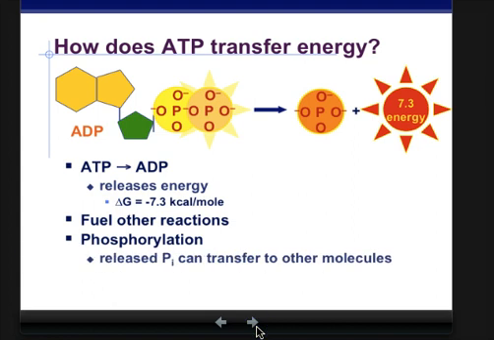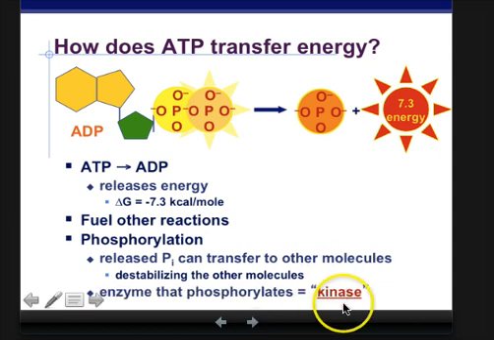So the released phosphate can transfer to another molecule. And it will destabilize the other molecule. And you probably remember this kinase term because it came up when we talked about cell signaling. The enzyme that phosphorylates is usually called a kinase. So let's go through an example.